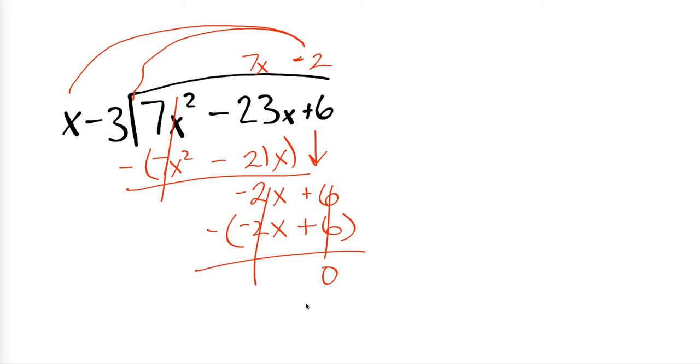Just curious, how many people got 7x minus 2 on their own? Like, where are we at in this? Okay, so I'll definitely go to a harder one then. I didn't know if we should keep working on some like this. Let's go to a harder one.